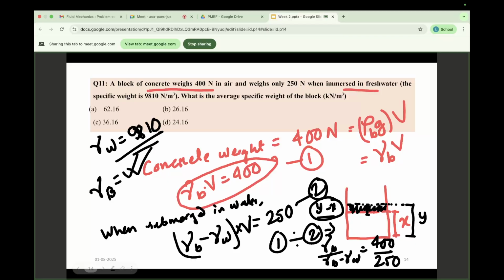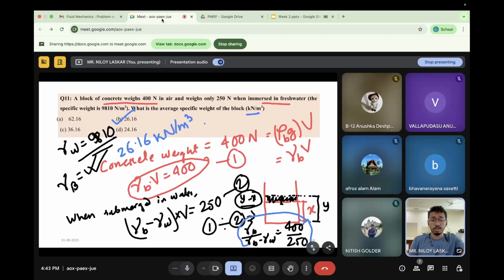So if you put the value of gamma water here, you will get this value as 26.16. That is option B is the correct option because it is in kilonewton. So that is the question. So I think you people understand this question. So can I move to the next one? Please tell.